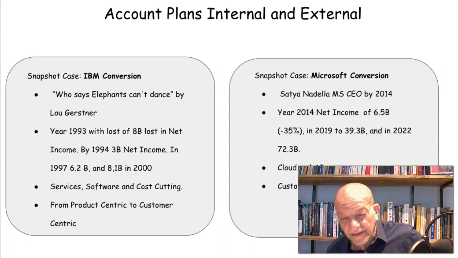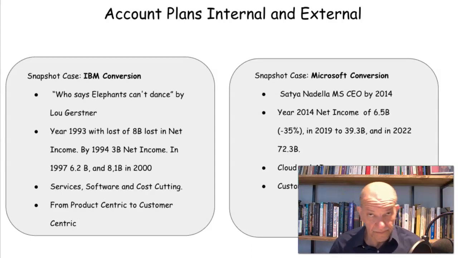Another big giant that is something similar is Microsoft. When Satya Nadella took office just a few years ago, in 2014, the company was in real trouble. The company was losing a lot of clients, losing a lot of momentum, and they had a net income loss of minus 38% year-over-year.